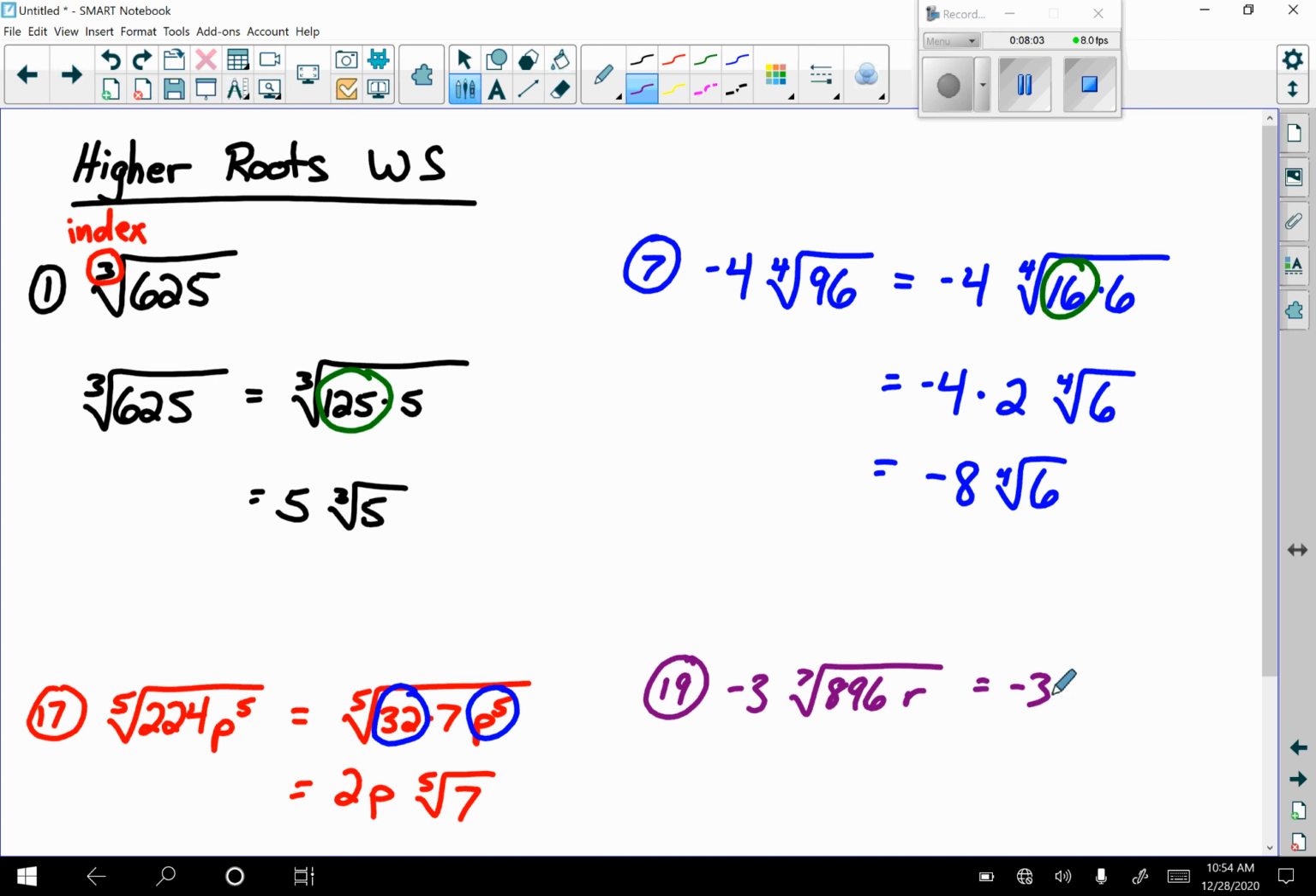So we still have negative 3 times the 7th root. 896 divided by 128 is 7. So we get 128 times 7. And I only just have r to the first. So I have no choice just to write it that way. So the only part I'm circling is the 128. So I still have the negative 3 out in front.